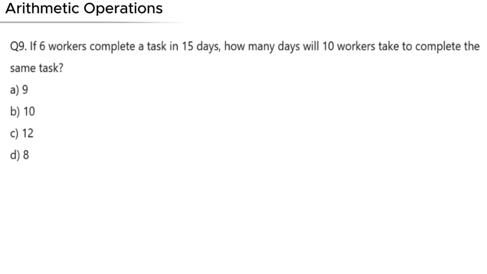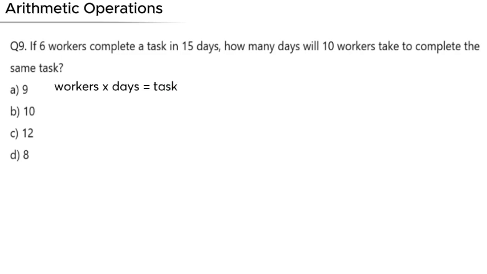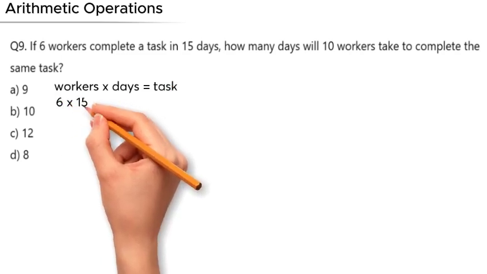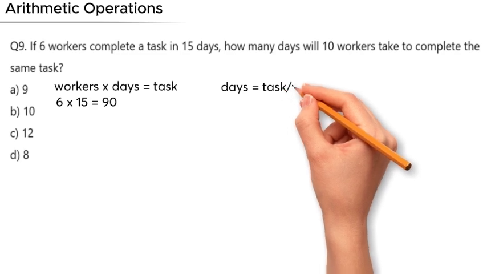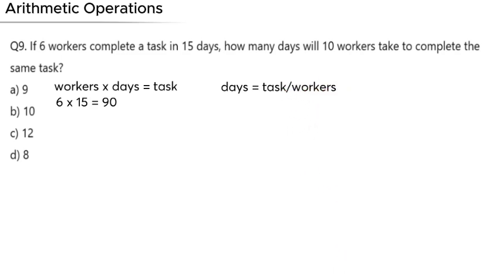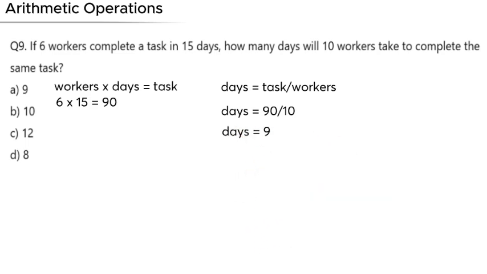We need to understand the relationship between the workers and the time taken to complete the task, or the number of days. Since the task is constant, it is indicated in the problem that it is the same task. Then we have an equation, number of workers times days is equal to constant task. The task done by 6 workers is 6 times 15 is 90. Since 90 is constant, let's calculate the number of days if there are 10 workers. From the equation, days is equal to the task over workers. Thus, 90 divided by 10 is equal to 9 days.